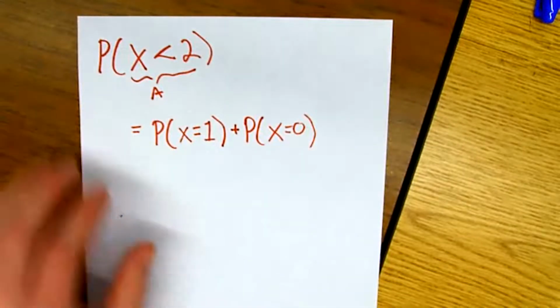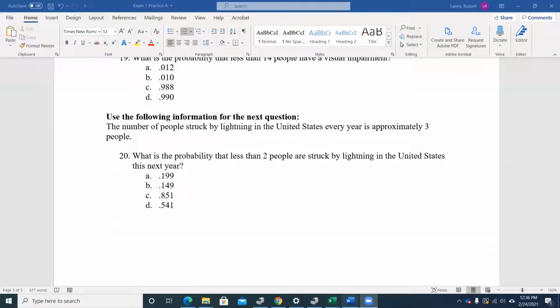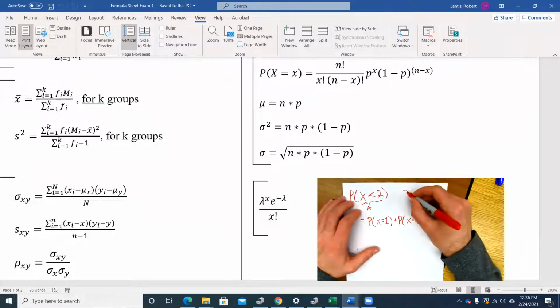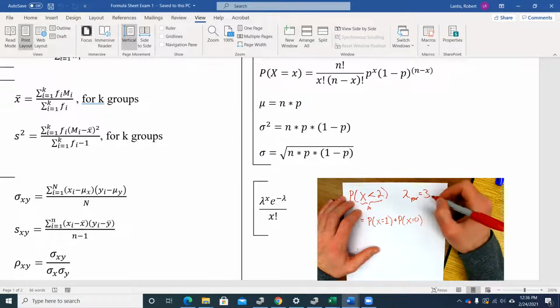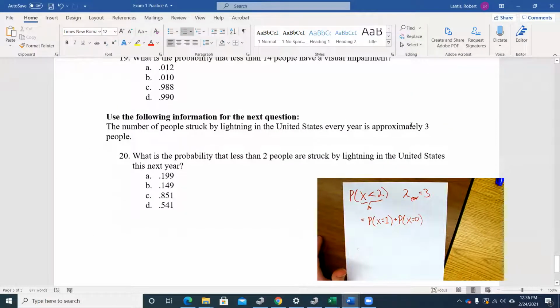So we basically are going to have to use 2 probability mass functions. But which probability mass function do we use? If I look at my formula sheet, I'm looking for the number of occurrences over a given time interval, so I'm going to use the Poisson distribution probability mass function: lambda to the x times e to the negative lambda divided by x factorial. One thing I didn't identify is that we were told on average every year 3 people are struck and killed by lightning, so we were given that right here.